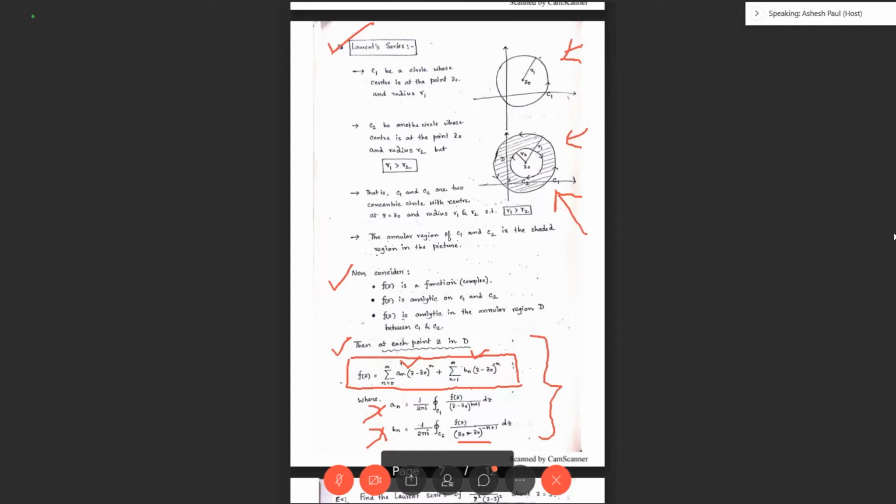So if there is an annular region and a function f(z) is analytic on the circles C1, C2 and the annular region, then at any point in that annular region, the function can be expanded in the Laurent series. And what is the Laurent series? The Laurent series is the summation of two infinite series, where the coefficients an and bn are given by these integrals. So this is the Laurent series expansion of a function f(z).